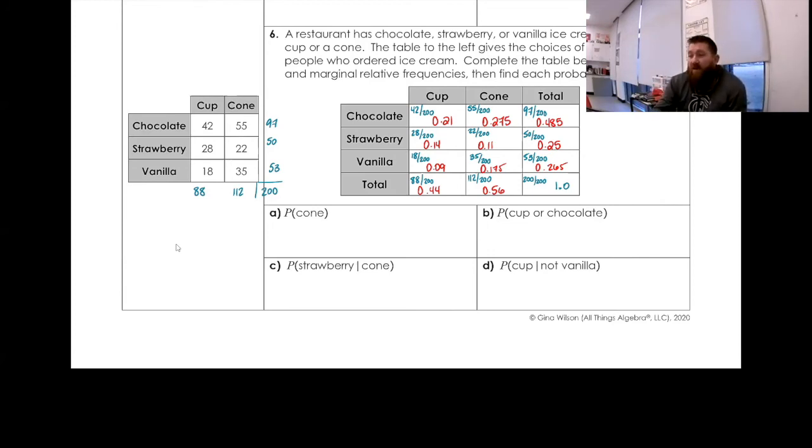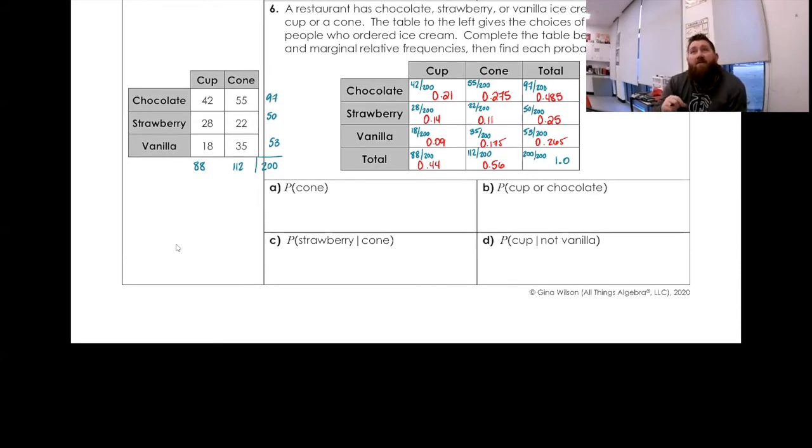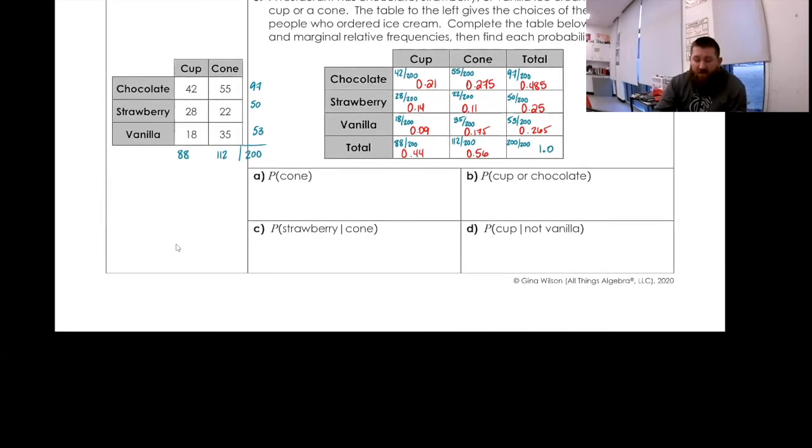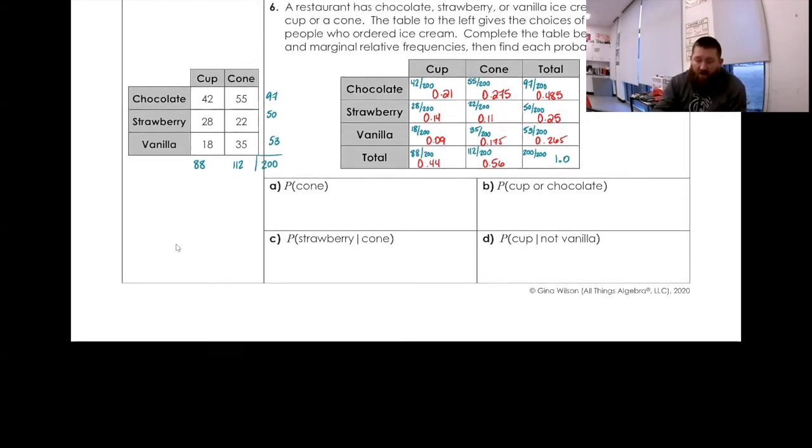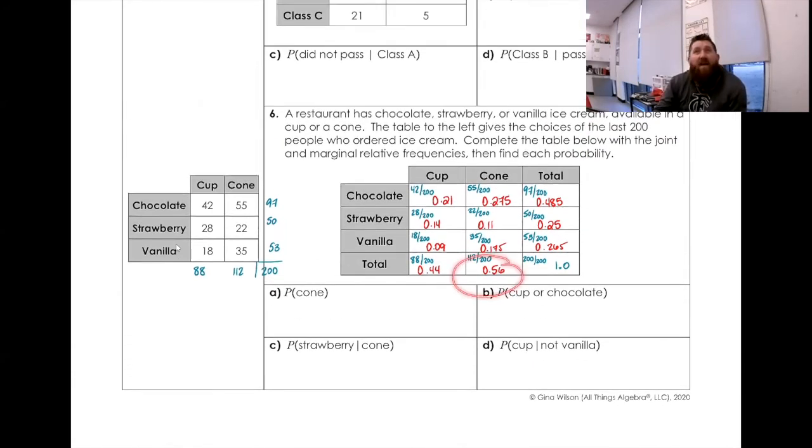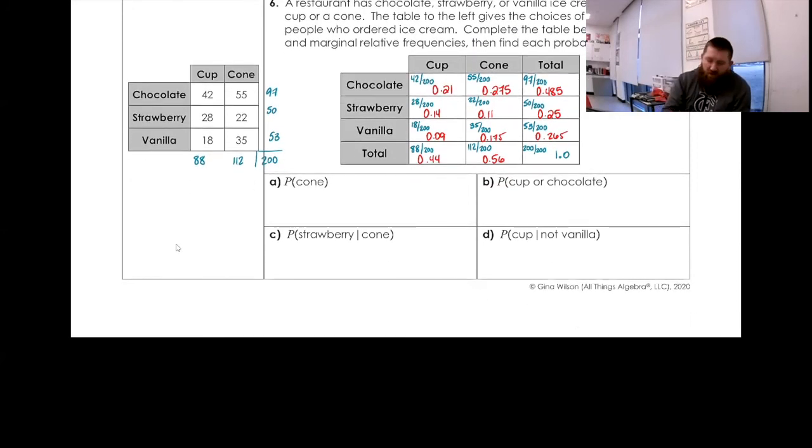Okay, now let's take a peek. Probability that somebody will select a cone. Well, if I go to the bottom where we had cone, look at that. My probability is given to me. So I know it's 0.56 or 56%. Because there's potential rounding, we're not going to deal with the fraction.